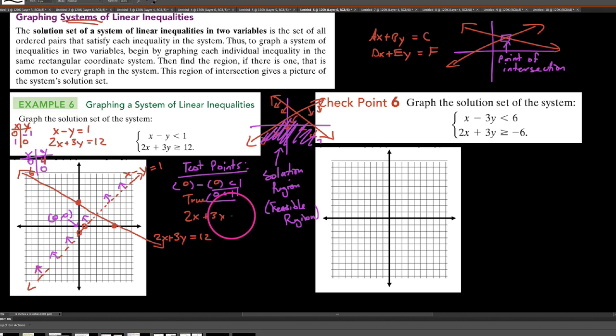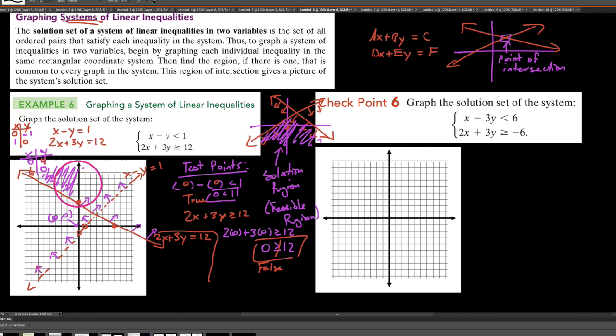So to test 0, 0 on our other inequality, we had 2x plus 3y is greater than or equal to 12. So we'd say 2 times 0 plus 3 times 0 is greater than or equal to 12. In other words, 0 is greater than or equal to 12, which is a false statement. So since this is false, with respect to this 2x plus 3y equals 12, we're going to shade away from 0, 0, to the side not containing 0, 0, because 0, 0 is not a solution.